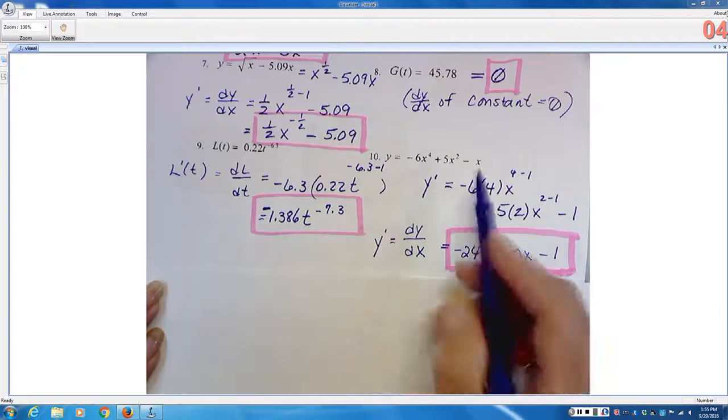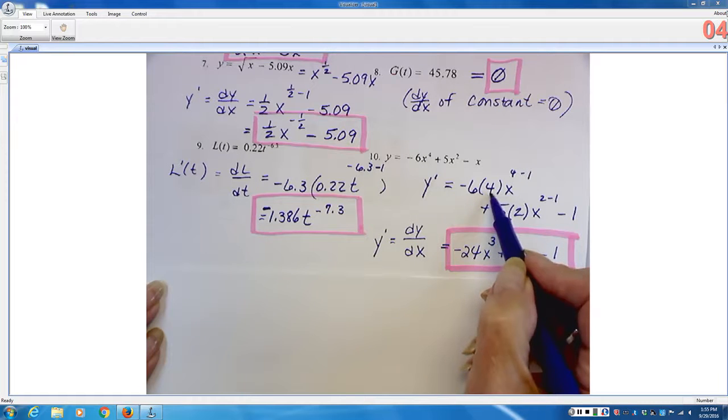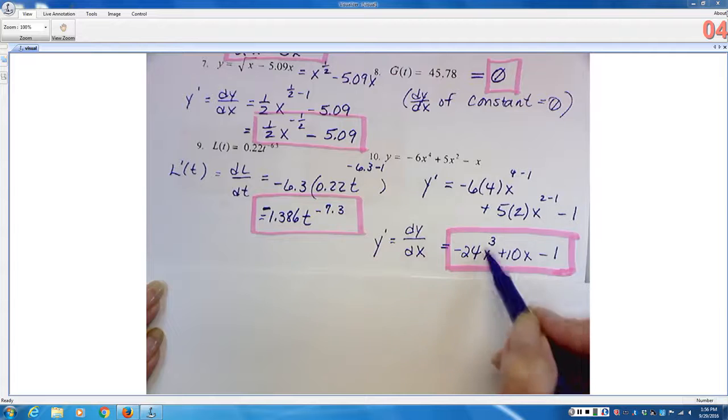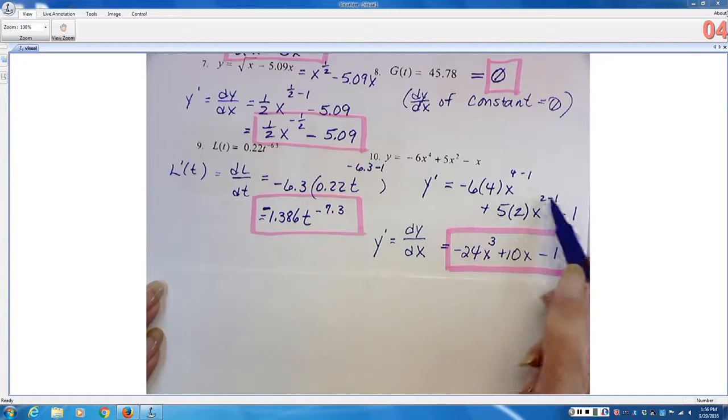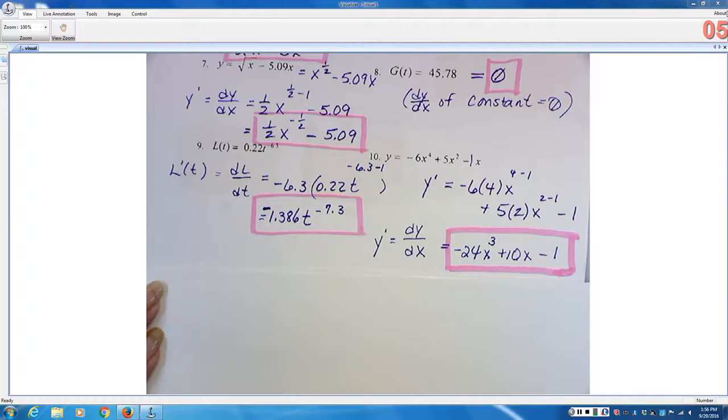And then our last one, 4 brought down in front with the negative 6 gives us negative 24. 4 minus 1 gives us x to the 3rd. 2 down with the 5 brings that to a 10, and x to the 2 minus 1 is just x, and the understood coefficient of x there is just 1, and the x drops out.